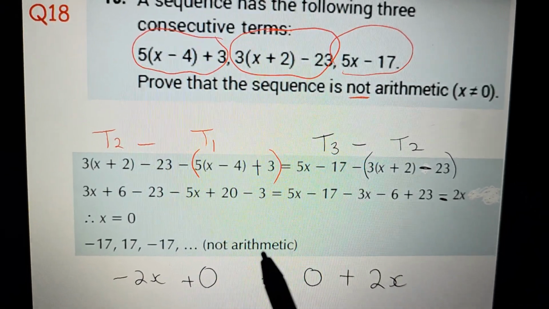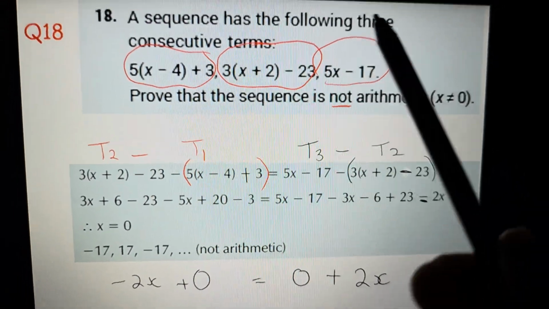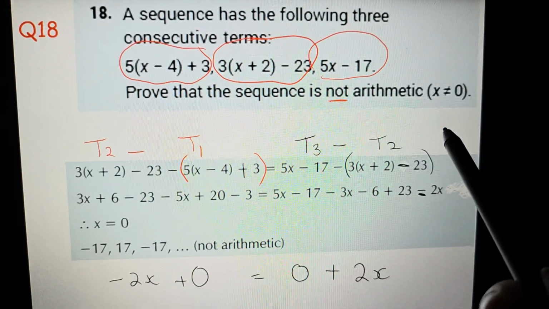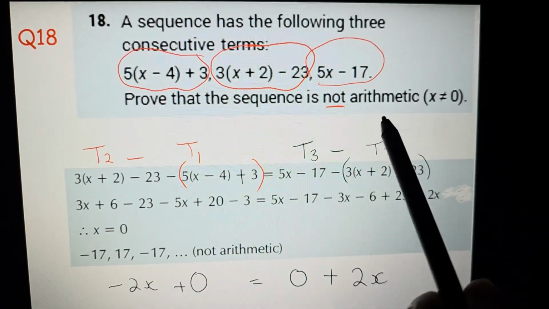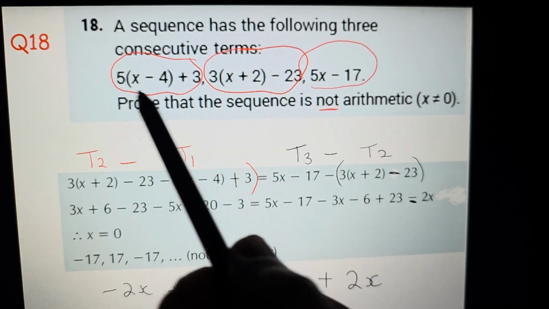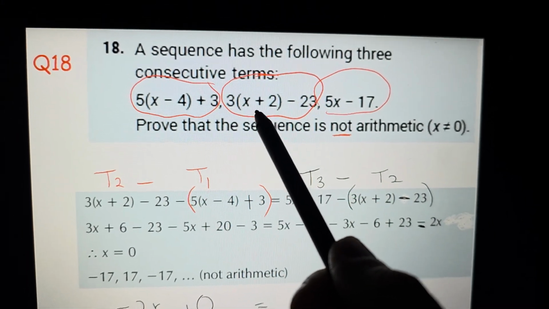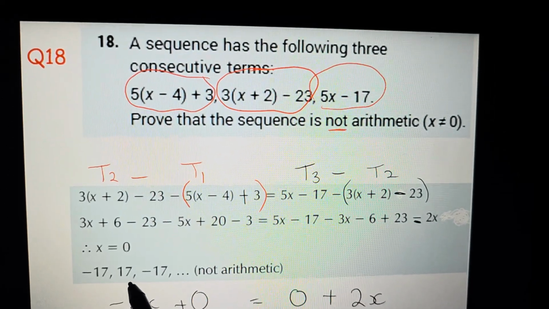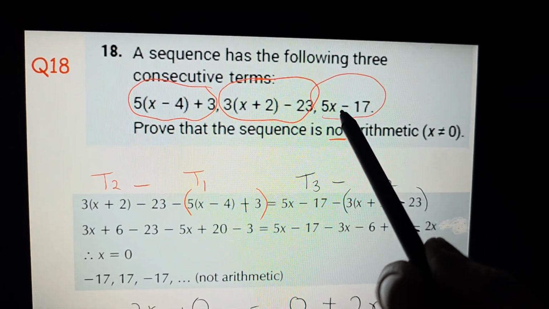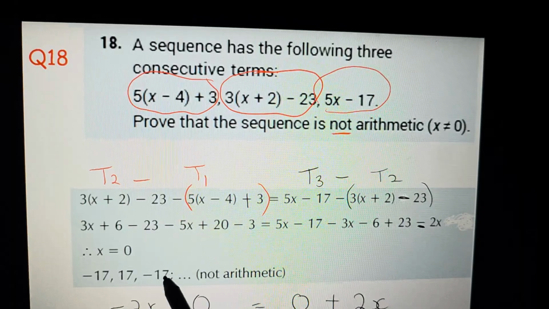And also, if you were going to solve, you'd end up getting x is equal to 0, which they said couldn't be the case, all right? Because if x was 0 and you subbed it back in here, term 1 would work out to be minus 17. Term 2, sub in 0, would work out to be plus 17. Term 3, sub in 0, would work out to be minus 17.